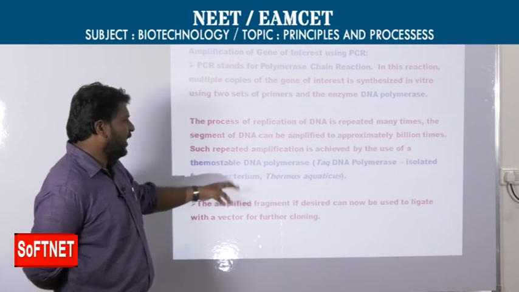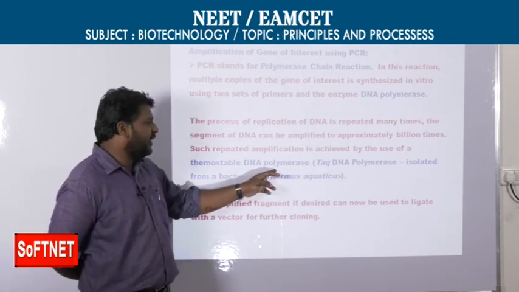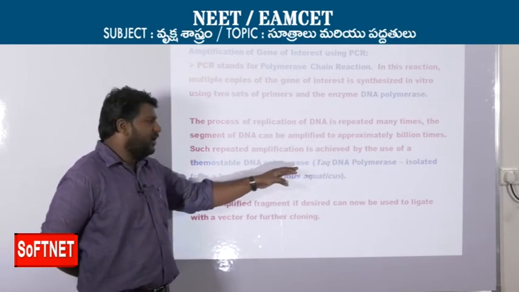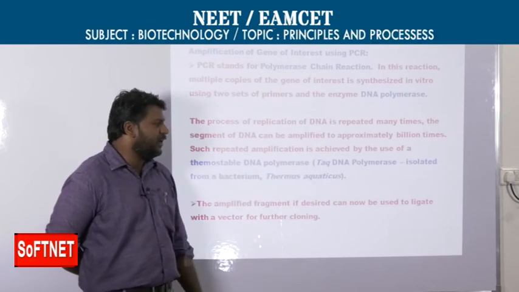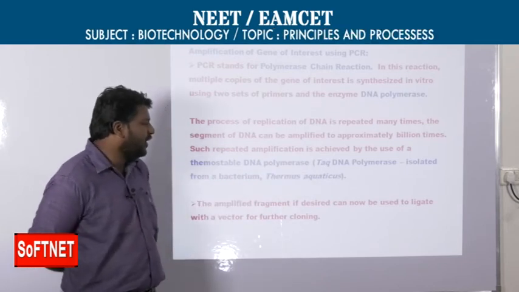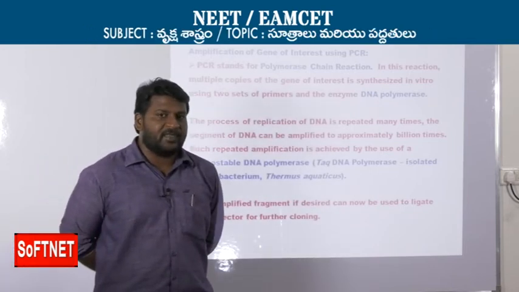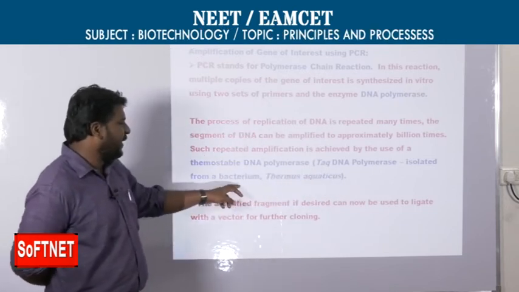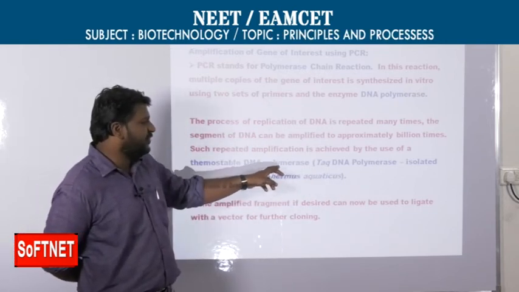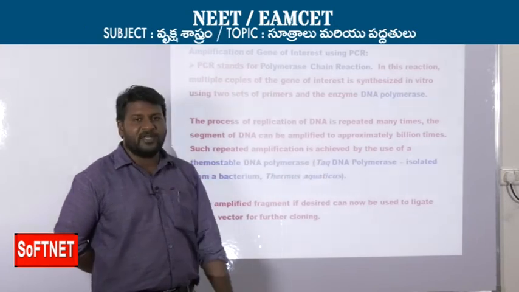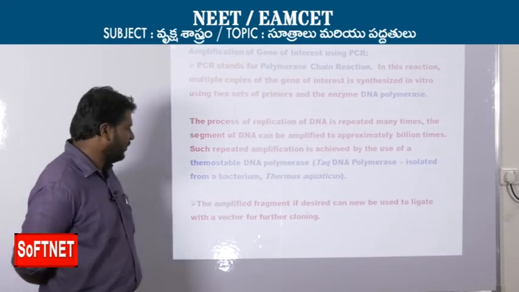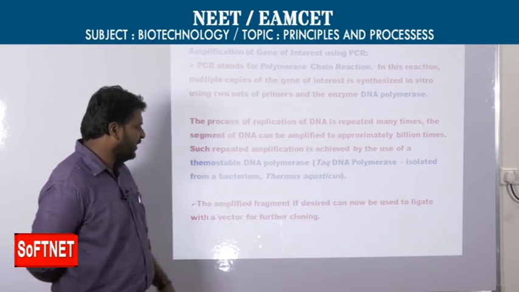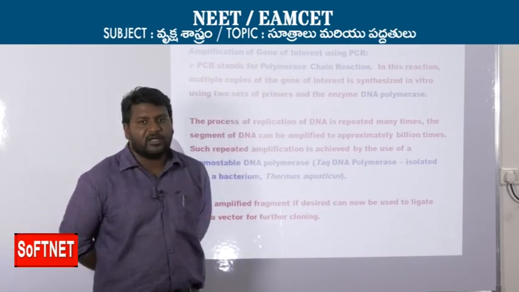This can be achieved by using a thermostable DNA polymerase. It is Taq DNA polymerase, which is isolated from a bacterium called Thermus aquaticus. This DNA polymerase is extracted from this bacterium. Now, this amplified fragment, if desired, can be used to ligate with a vector for further cloning.